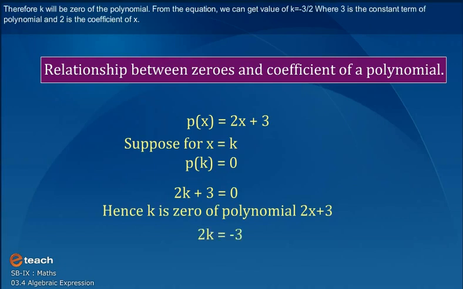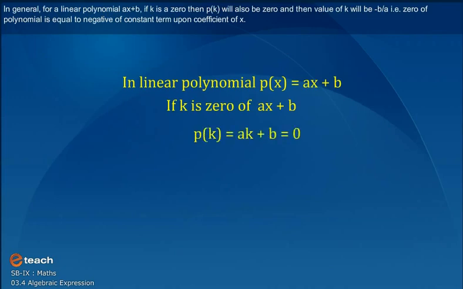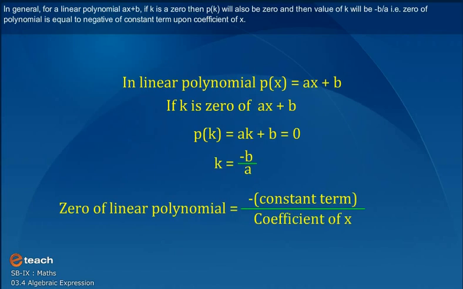From the equation, we can get the value of k as minus 3 by 2, where 3 is the constant term of the polynomial and 2 is the coefficient of x. In general, for a linear polynomial ax plus b, if k is a zero, then p of k will also be 0 and the value of k will be minus b upon a. That is, the zero of the polynomial is equal to negative of the constant term upon the coefficient of x.